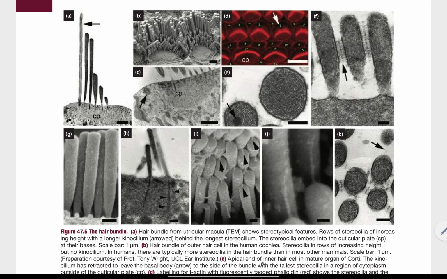C. Apical end of inner hair cells in mature organ of Corti. The kinocilium has retracted to leave the basal body, arrow, to the side of the bundle with the tallest stereocilia, in a region of cytoplasm outside the cuticular plate CP.